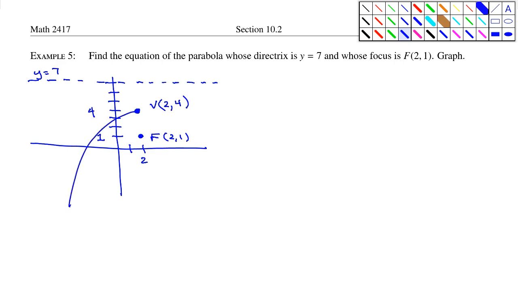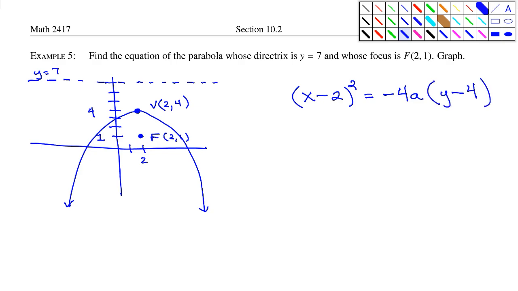Now this is just a little sketch here. I don't know exactly what it looks like. But since it's going down, that means I have x's in the squared position. So it's going to be (x - 2) squared is equal to negative, because it's going down, 4a times (y - 4). Now the only thing left for me to find is what the a is.